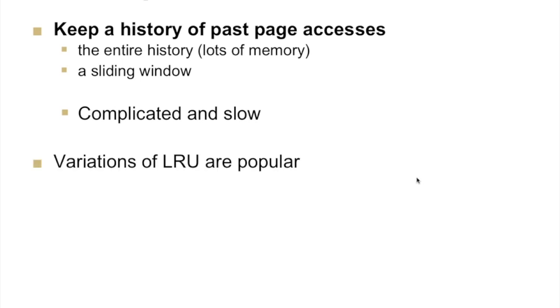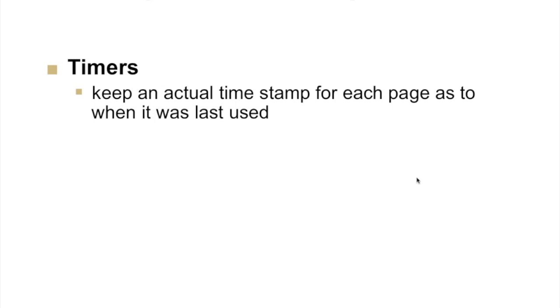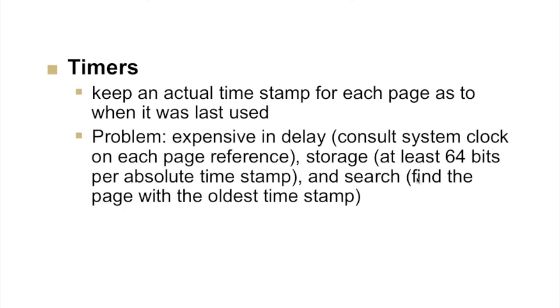So there's a number of different variations that are popular, such as using timers. We could, every time we access a page, just put the current time in there. So we timestamp it when it was used. Now all we have to do is find the one that has the smallest time. Problem is every time we want to get the timestamp, we're going to have to get the system clock. We're going to have to move those bytes around and do some things. And then we have to search for the page with the oldest timestamp. Again, not instantaneous. Takes a little bit of time.